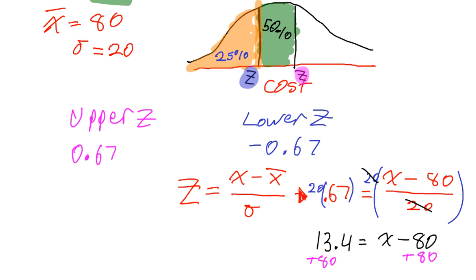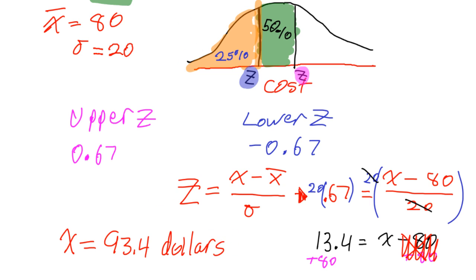On the right-hand side, the 80s just cross out. And now I get 13.4 plus 80, so my x value for this upper z-score, the purple one right here, is going to be $93.4.